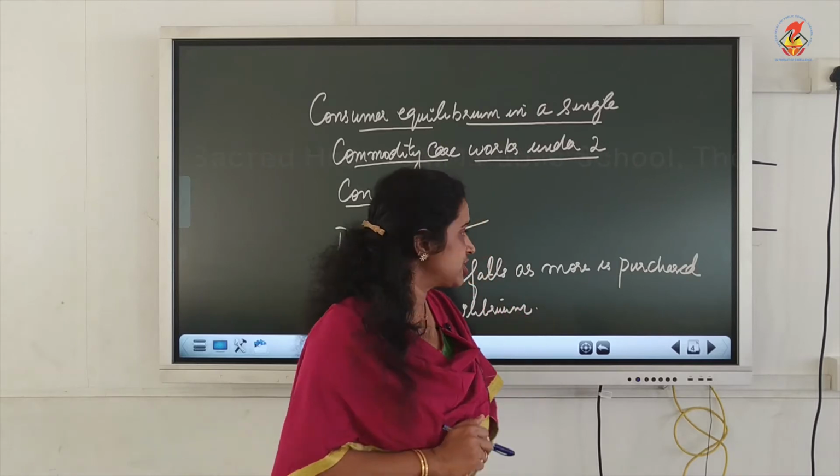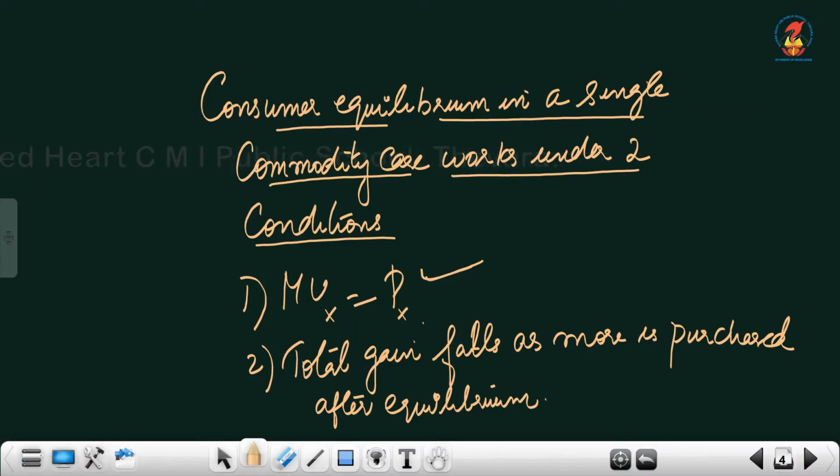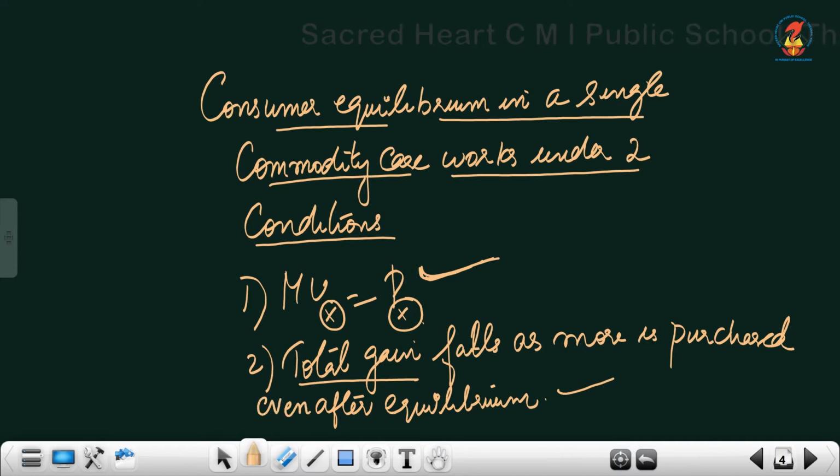Now, the conditions of Alfred Marshall's theory. The first condition in a single commodity case, where a consumer is using only one commodity in a day, is that MUX should be equal to PX. MUX means marginal utility of X commodity, PX means price of X commodity. The second condition is that total gain falls as more is purchased even after equilibrium. Purchased means he is consuming. Obviously, when he purchases, he will consume, right?